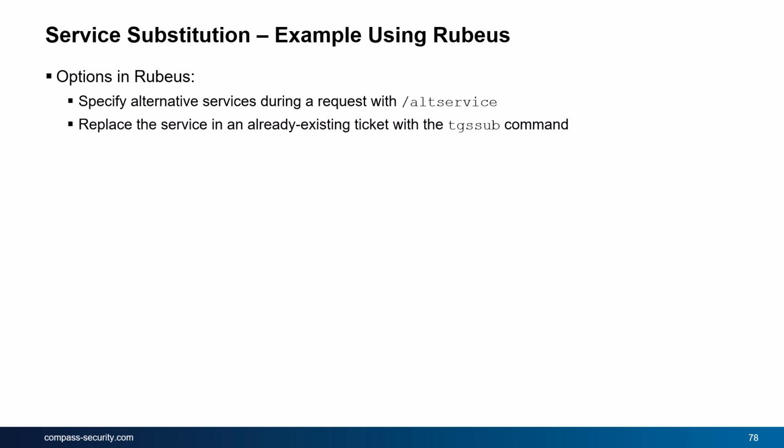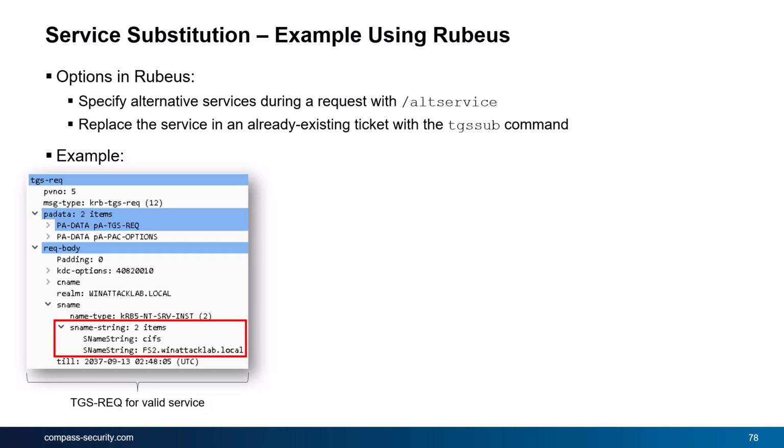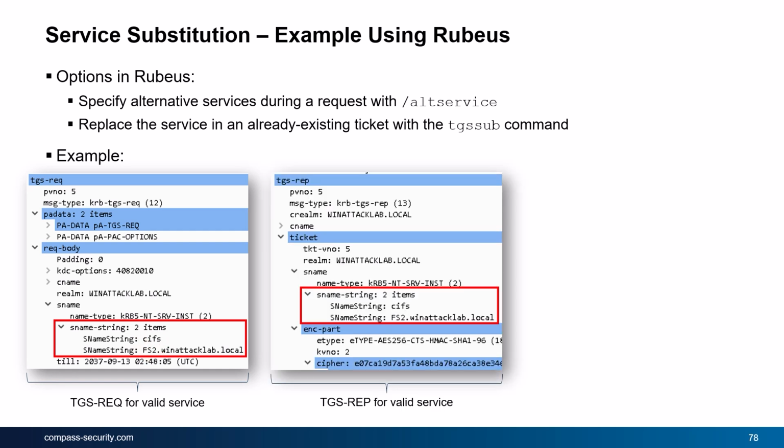Or if we already have a ticket, let's say in this base64 encoded format that we've seen, or a ticket dump with Mimikatz, we can then use the TGS sub command to replace the service metadata within the ticket, so we can use it towards another service. As an example, we can see here on the first screenshot a Wireshark capture of a request for a service ticket. So this is a completely legitimate service ticket request, and we request specifically a ticket issued for the CIFS service on FS2. In the resulting reply, the TGS-REP, we get what we asked for.